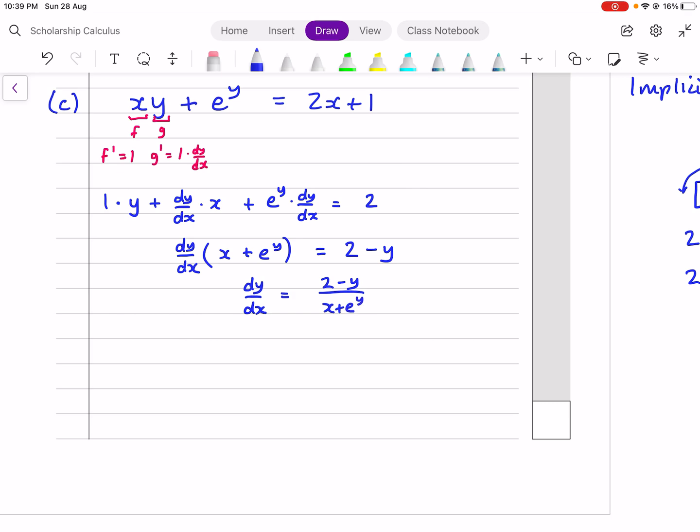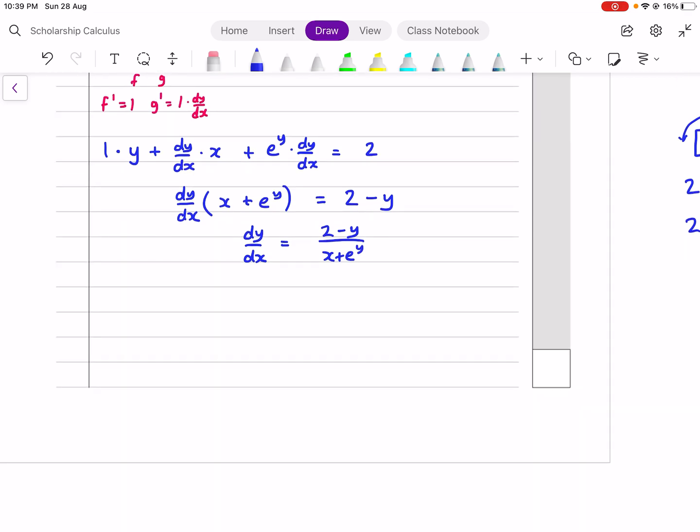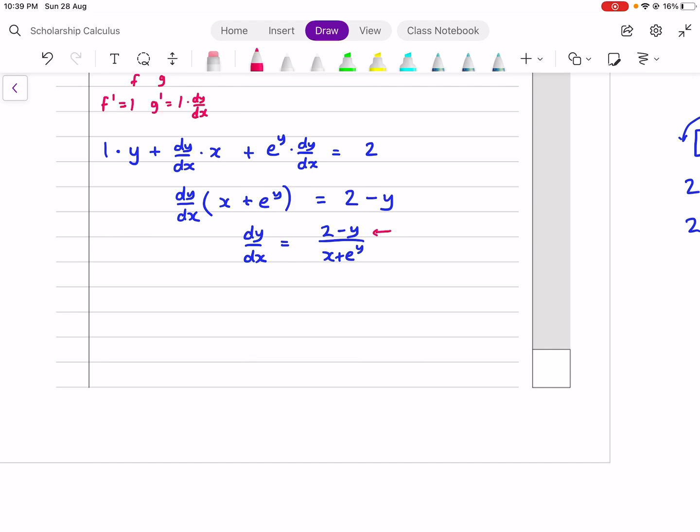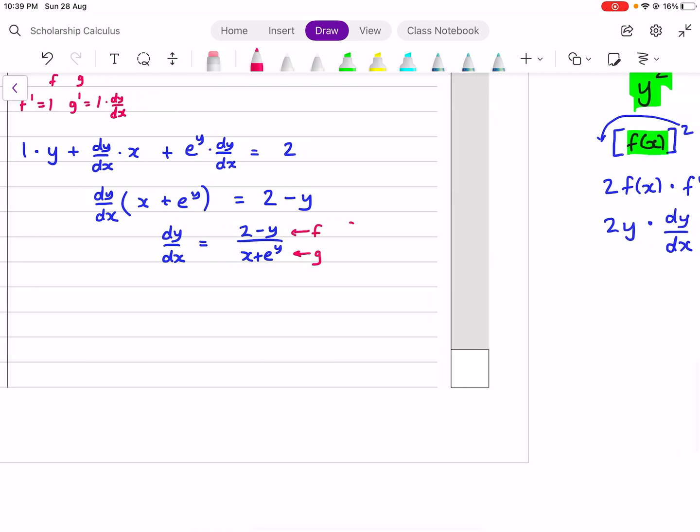That's the first derivative. And the question asked us to diff again. This time we're going to use the quotient rule. So if I call this my f, this my g, then f dash is going to be minus dy/dx. The 2 disappears and the minus y becomes negative 1 times dy/dx. And for the denominator, g dash: x will differentiate to 1, and e to the y is e to the y dy/dx.